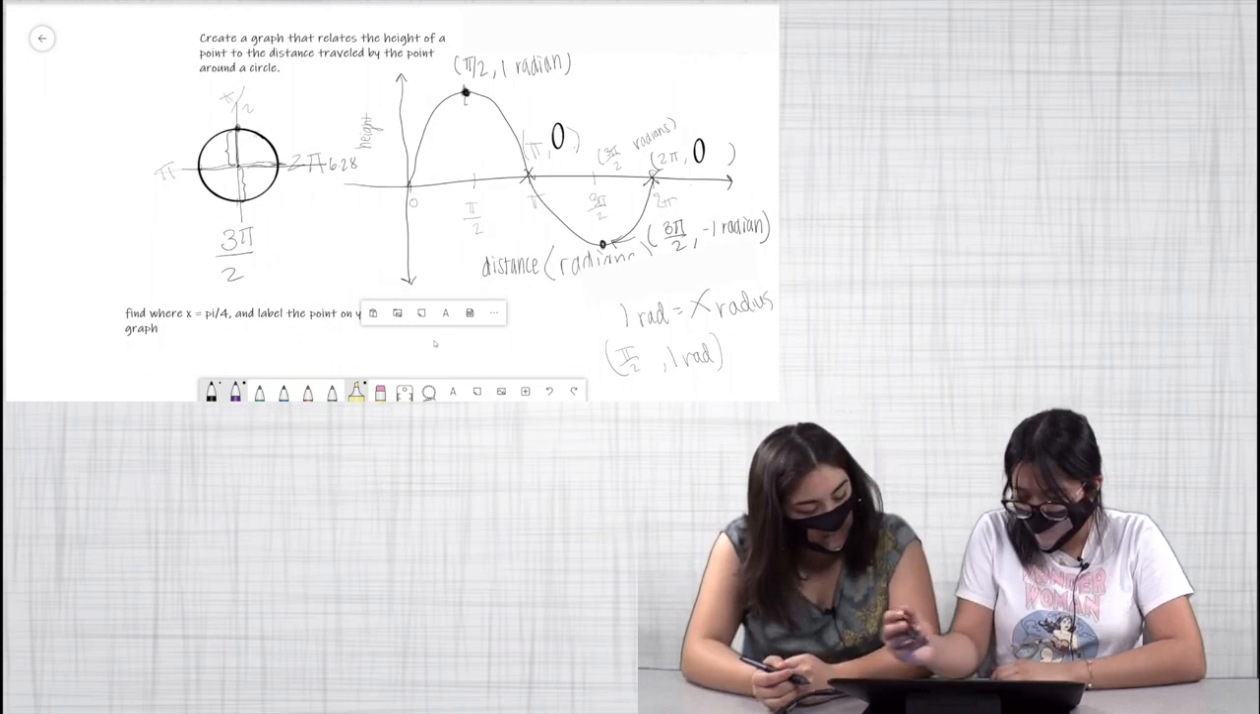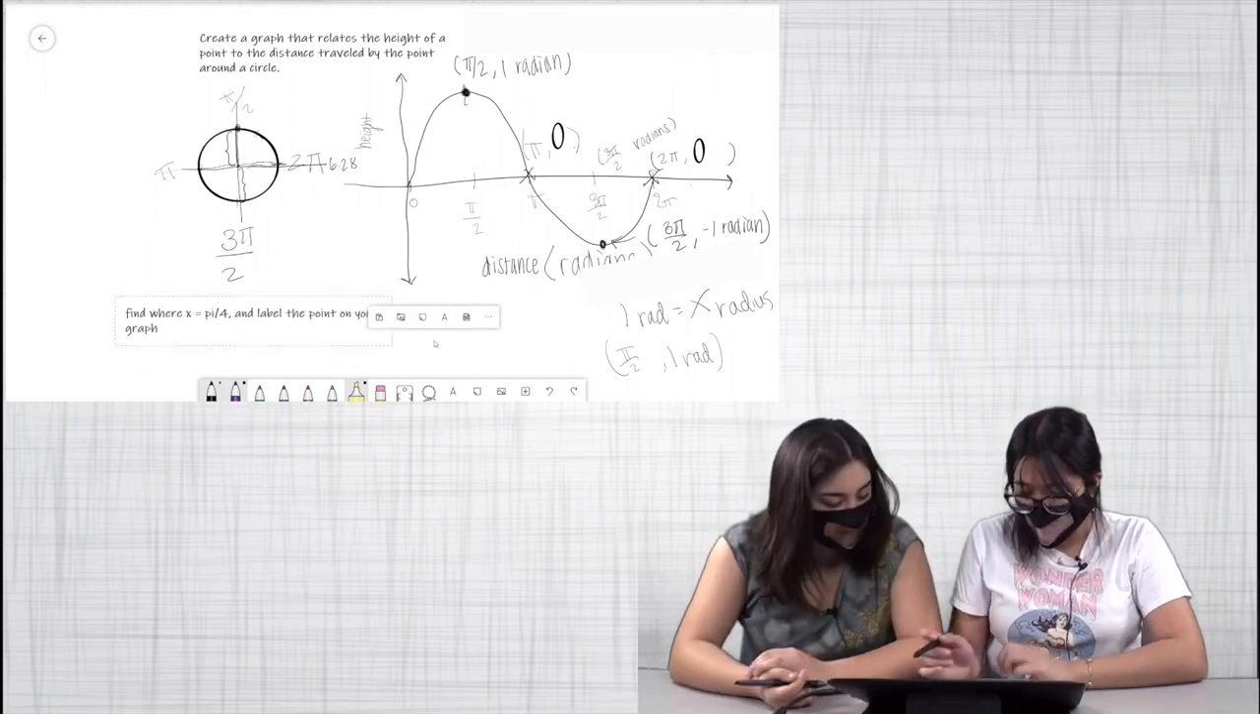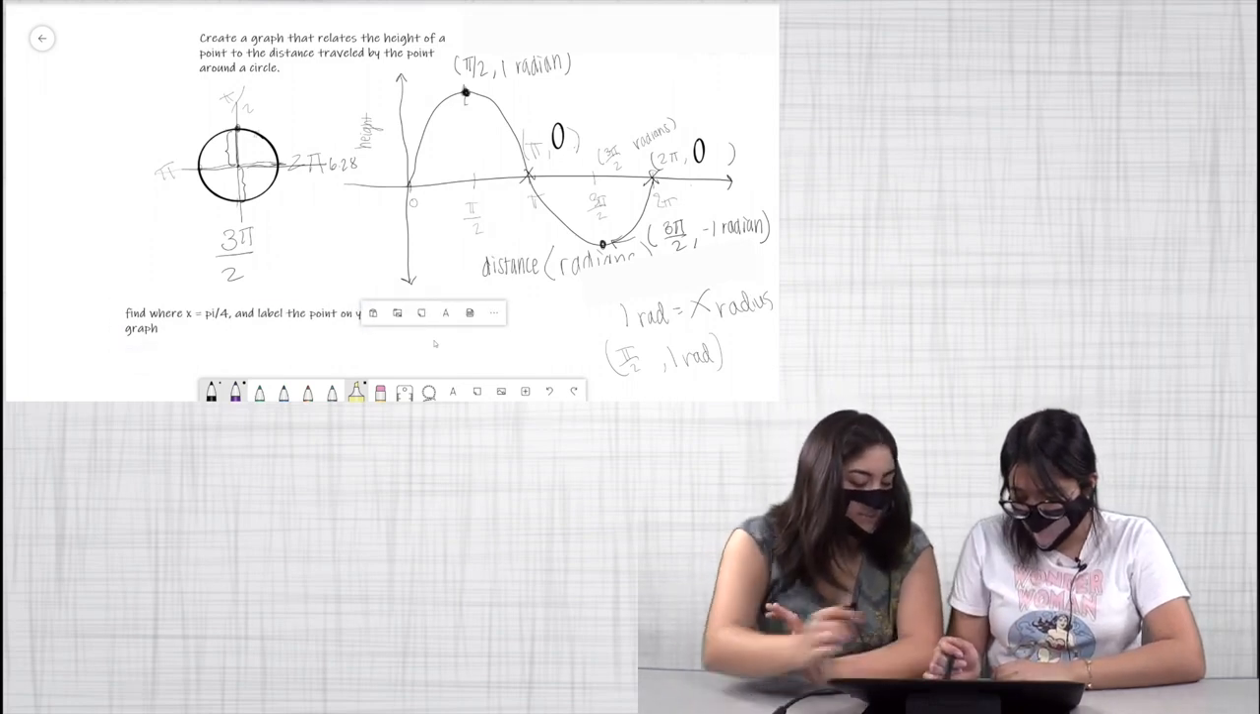In this episode, we work to find the height of the point that has traveled pi over 4 radians counterclockwise around the circle. This will then give us a point on our graph at pi over 4, comma, the unknown height. So that's 1/2 of this. Yeah, it would.